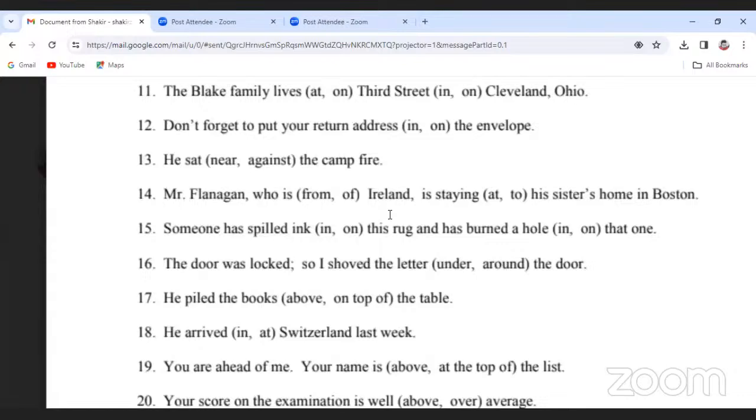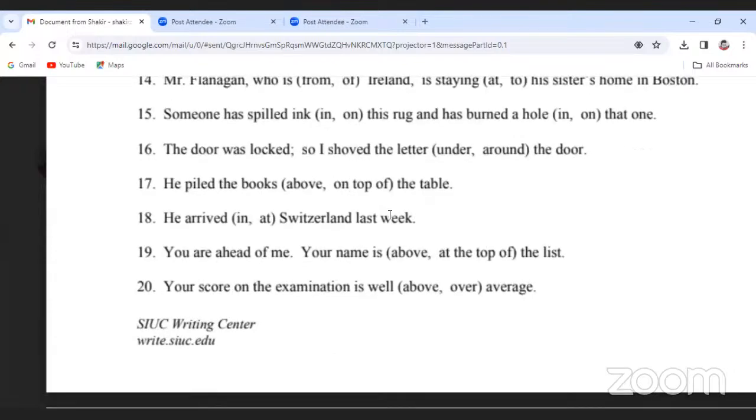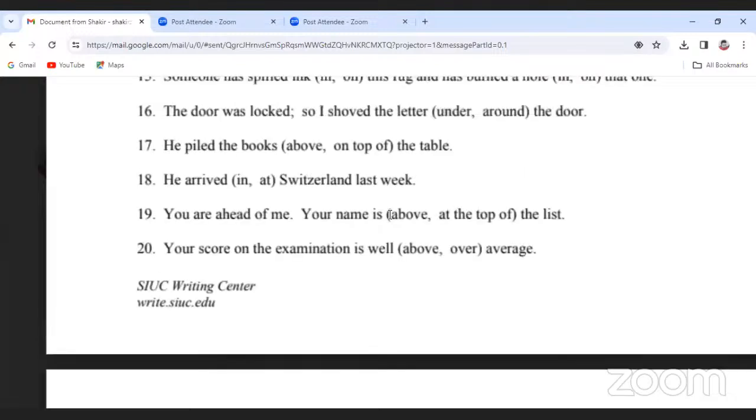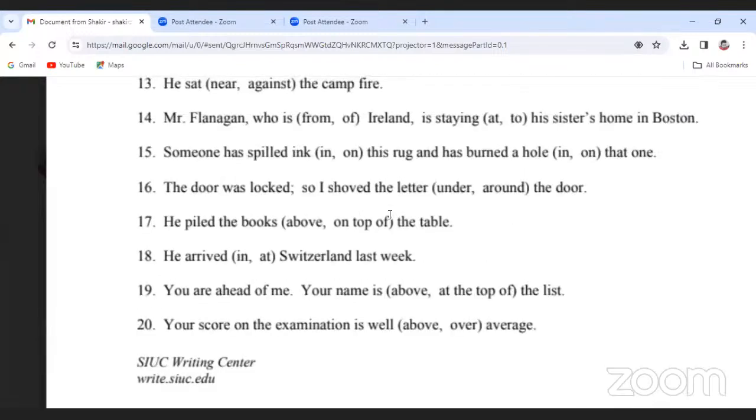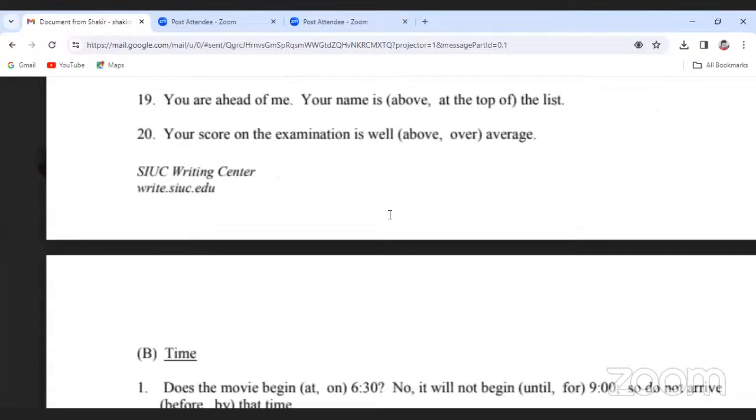Your score on the examination is well dash average. Everyone, please try. You can answer in the chat box. You can answer through your microphones, whatever is convenient. Try answering, try participating, try engaging yourself. Your score on the examination is well above average. Yes, above average. Well done.